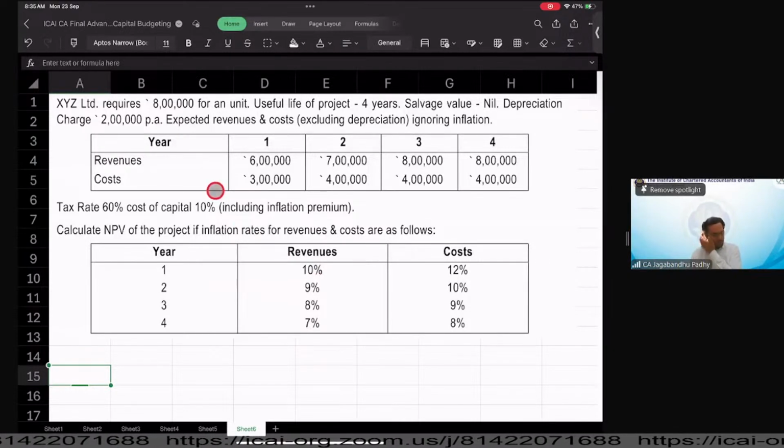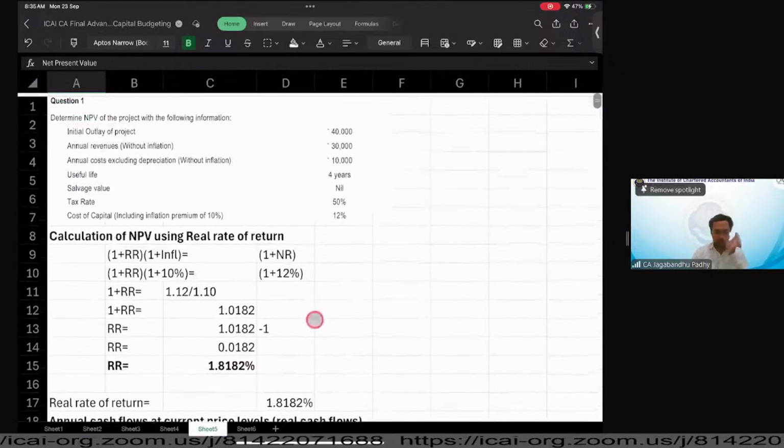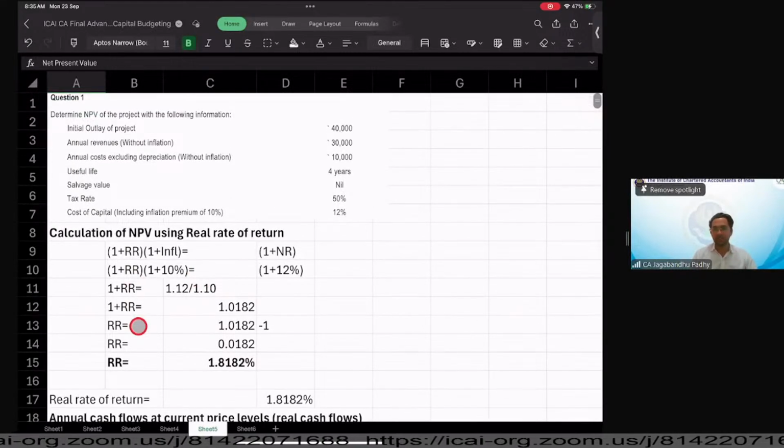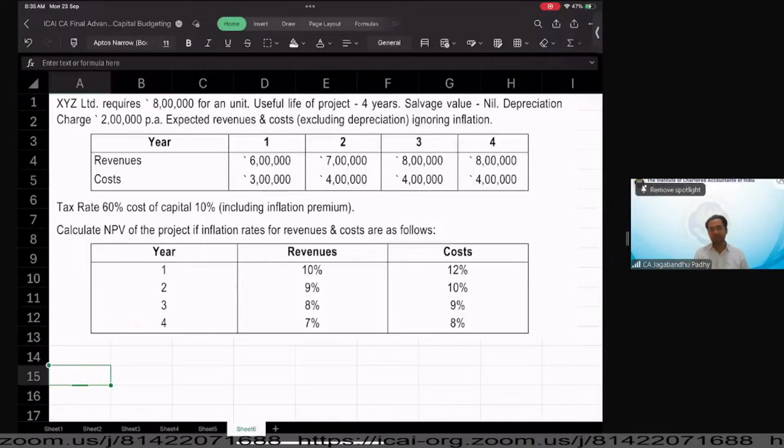Since the cost of capital is 10% and the inflation rate is not constant, I cannot apply the real rate of return over here, because every year there is a different rate of inflation. I cannot apply this equation once and simply get the real rate. That's not possible, because inflation is different every year. So I have to essentially use what rate of return? Nominal rate. Is this clear, everyone?